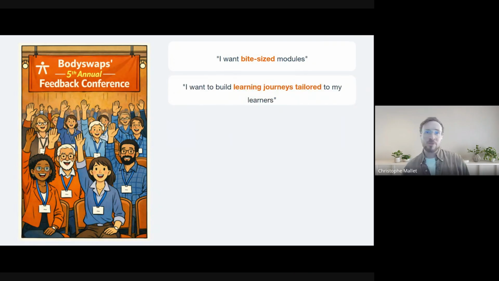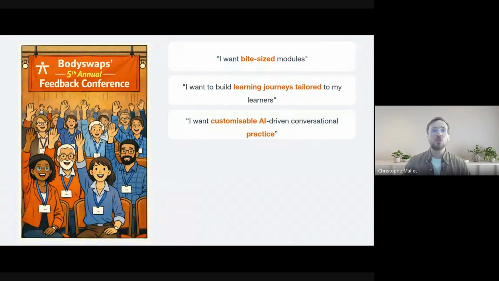The second element was about building learning journeys that are tailored to their learners. Not just a collection of modules, but really being able to go a bit more granular and create pathways that were longer and tailored to who their learners were. Obviously, back in 2024, the LLM revolution started, and that opens opportunities to actually have back and forth conversation with an AI avatar to add a layer of practice on top of the learning elements.